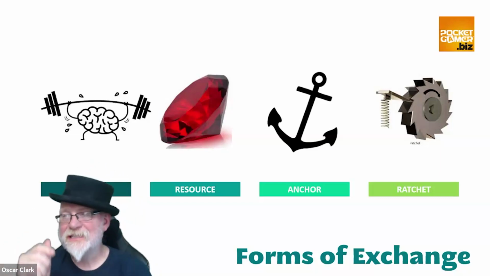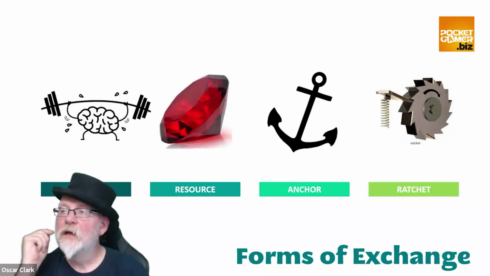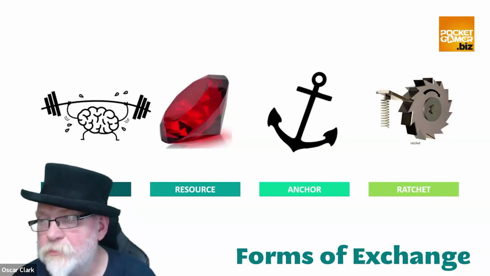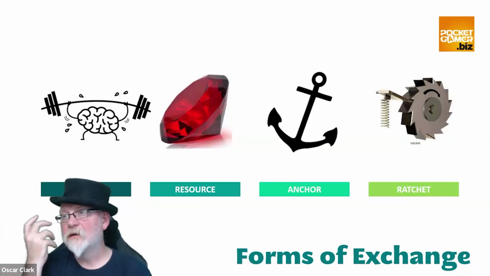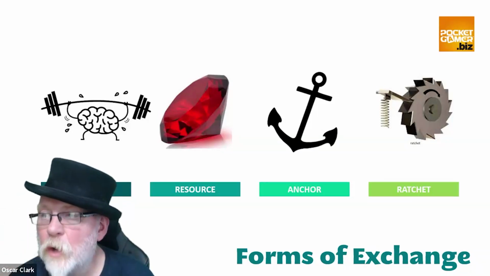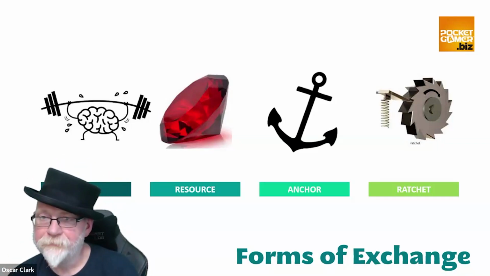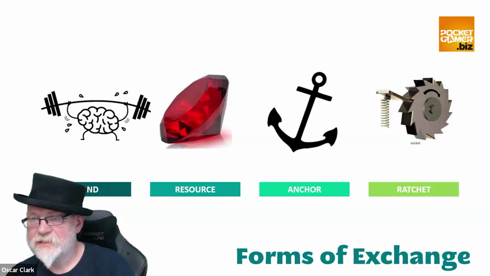Anchors allow us to create scarcity that's supplemented by paid premium objects and items without having to blow our minds with the complexity. So anchors are a really important factor. Then we have ratchets. What's a ratchet?